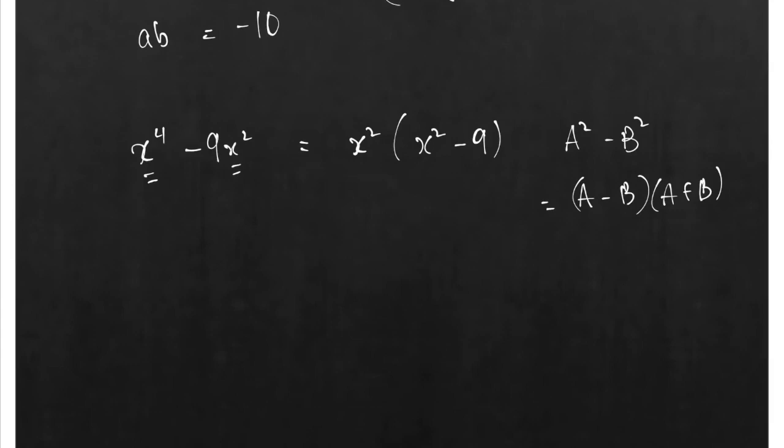So the value of a and the value of b matters. In this case, capital A is equal to x and capital B is equal to 3. So you write x minus 3 times x plus 3.